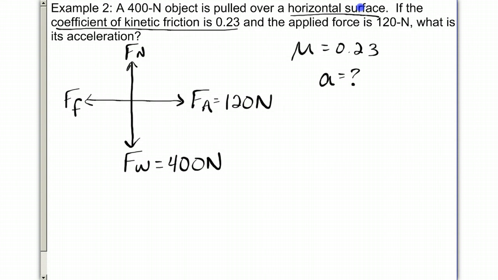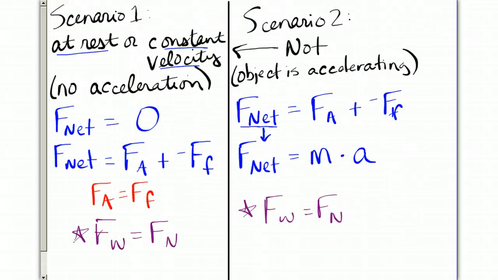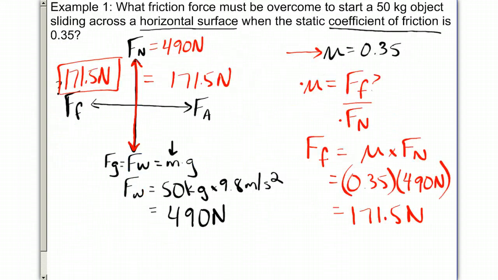So because there is an acceleration present, this is scenario 2. So recall that the object is accelerating. So it's not at rest or constant velocity. So you have an F net that equals the applied plus or minus the frictional. And so we're going to end up using F net is equal to MA for this particular problem.